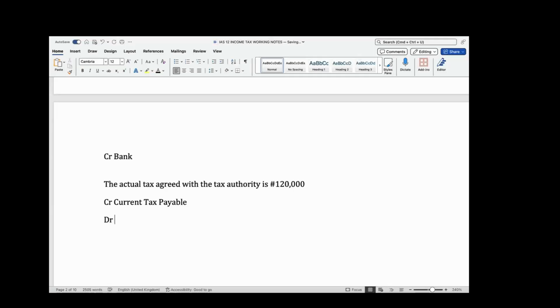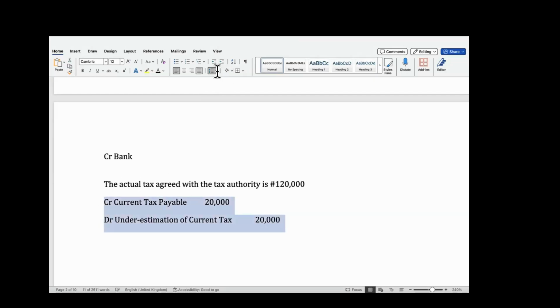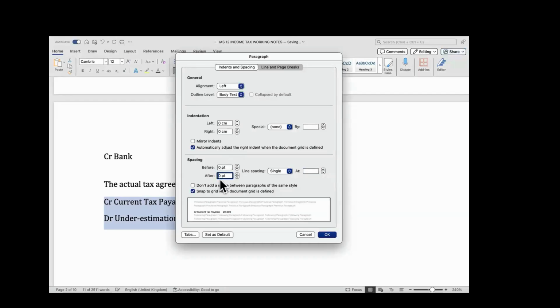What do you debit? Because this is happening during the year, you would need to put this in your ledgers. It's not like you will have prepared a report, so you cannot just put it in P&L. There's no P&L at this point in time. So you usually call this under estimation of current tax. You credit current tax payable and debit under estimate of tax with this additional 20,000 they are bringing for you.